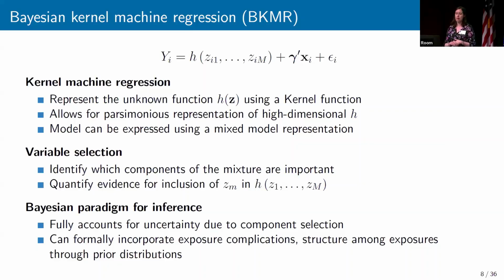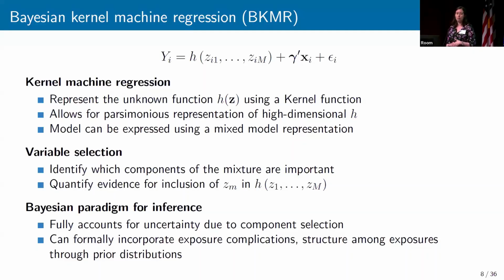And then the last piece is that we incorporate a Bayesian paradigm for inference. One of the features is that it fully accounts for uncertainty due to component selection. So instead of a standard approach where you'd first do variable selection and then refit the model a second time to get your standard errors, this approach allows you to do that all together. And so that can fully account for the uncertainty due to the variable selection process.